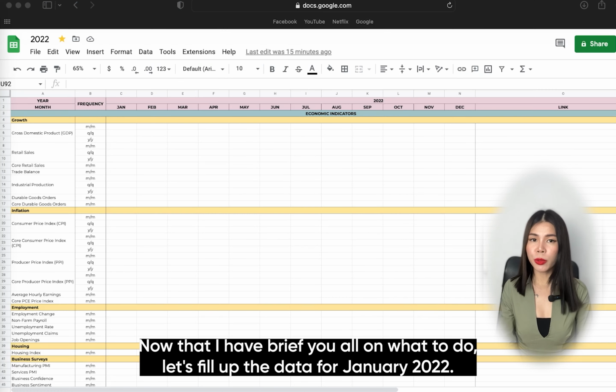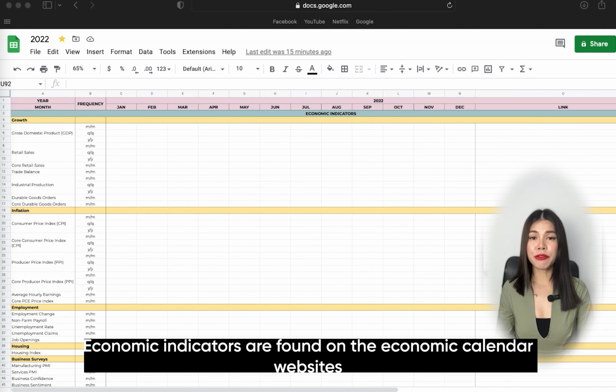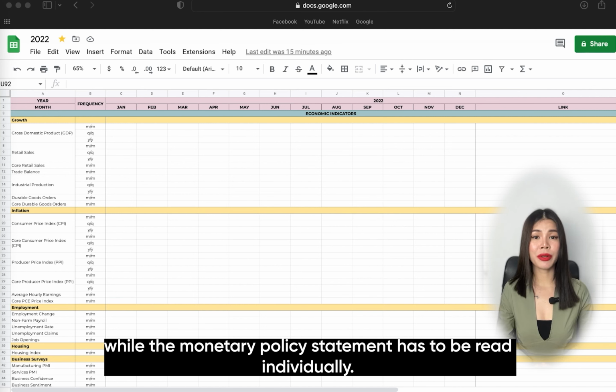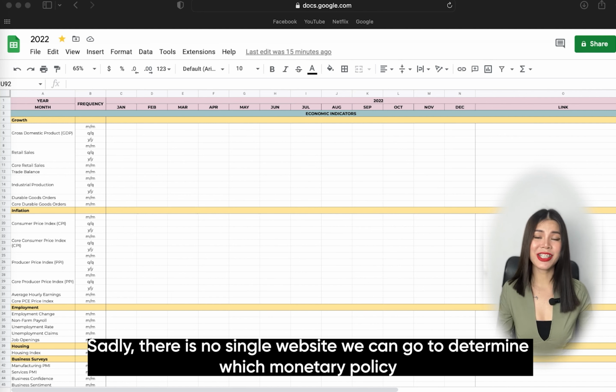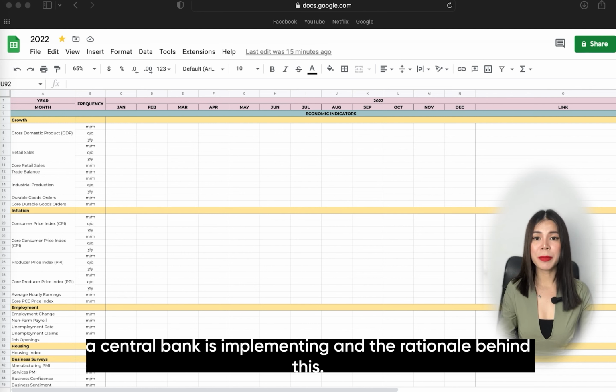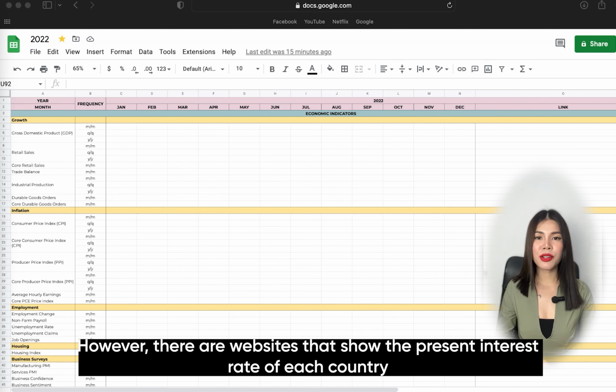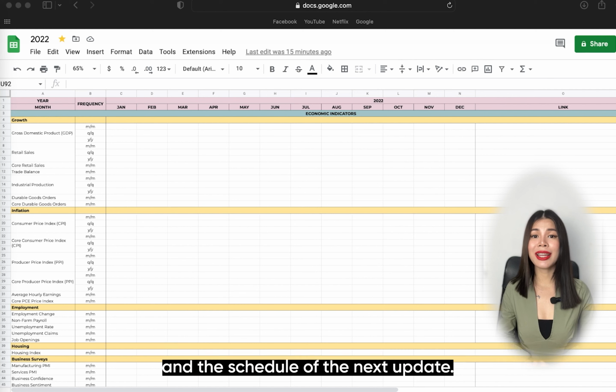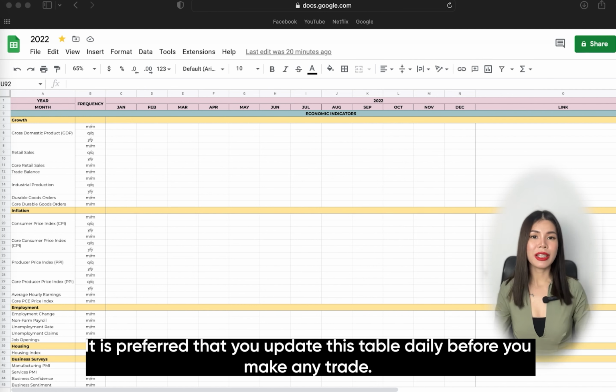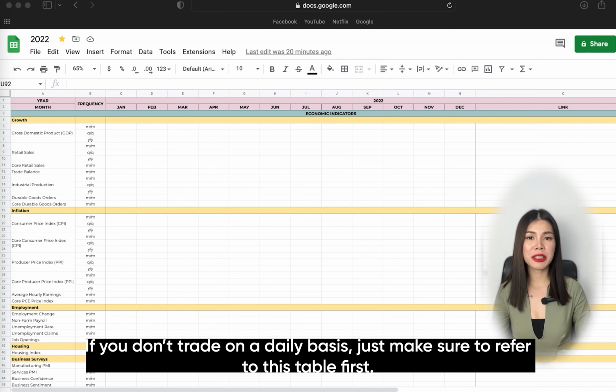Now that I have briefed you all on what to do, let's fill up the data for January 2022. Economic indicators are found on the economic calendar website, while the monetary policy statement has to be read individually. Sadly, there is no single website we can go to determine which monetary policy a central bank is implementing and the rationale behind this. However, there are websites that show the present interest rate of each country and the schedule of the next update. It is preferred that you update this table daily before you make any trade. If you don't trade on a daily basis, just make sure to refer to this table first.